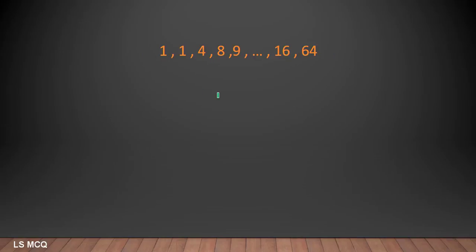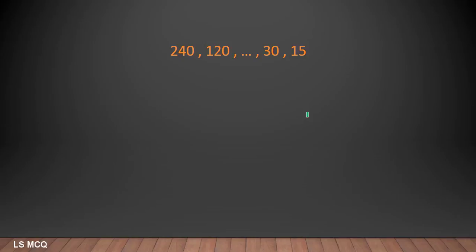The next question is this one. The pattern here is 1 square and 1 cube, 2 square, 2 cube, 3 square, 3 cube, 4 square, 4 cube. This is 1 square, 1 cube, 2 square is 4, 2 cube is 8, 3 square is 9, 3 cube is 27. This is 4 square is 16, 4 cube is 64. You have got the pattern. The right answer is 27. Let's move on to the next one.